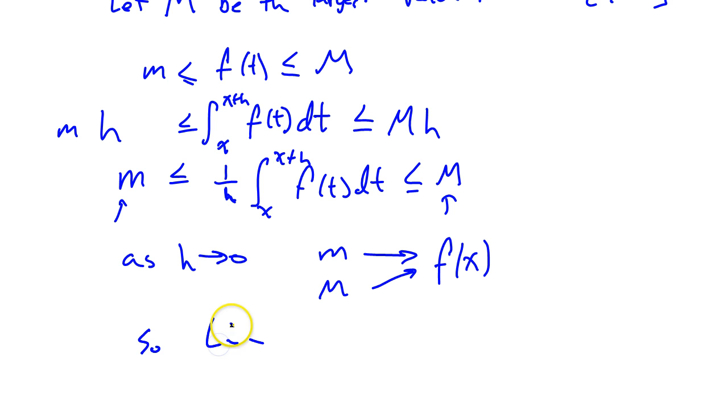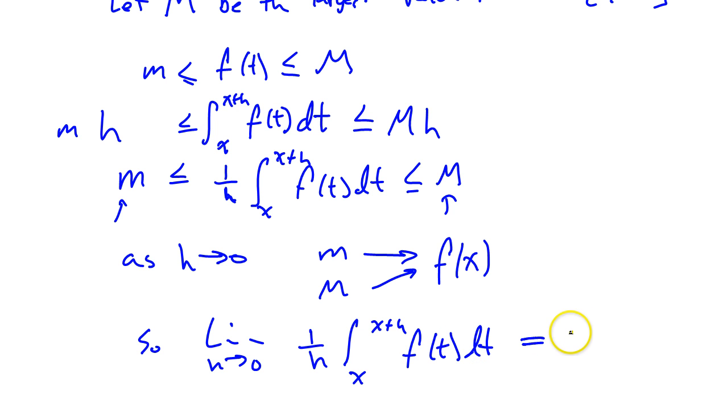So the limit as h goes to 0 of this thing in the middle, 1 over h times the integral from x to x plus h of f of t dt, also has to be f of x. This is the sandwich theorem, right? Both ends go to f of x, so the middle has to be going to f of x.